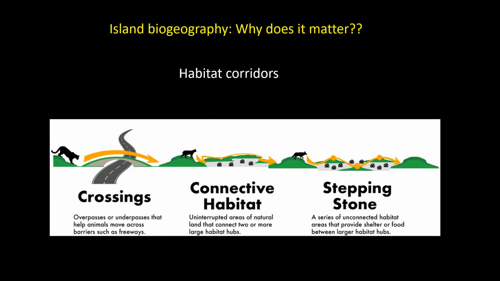All right, so back to island biogeography. Island biogeography allows scientists to make informed decisions on when and where to place habitat corridors and which types of corridors to use. It's an important area of study that will only get more important as humans continue to fragment the habitat that plants and animals depend on.